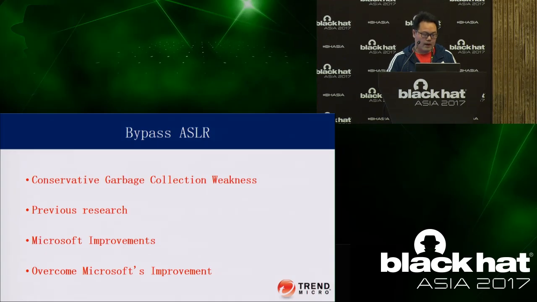I will follow these 4 parts to introduce how to bypass ASLR. First, I will introduce the conservative garbage collector weakness. Second, I will introduce the previous research about this weakness. Third, we will introduce Microsoft's improvements to address the weakness. The final part, we will introduce how to overcome Microsoft's improvement and bypass ASLR.